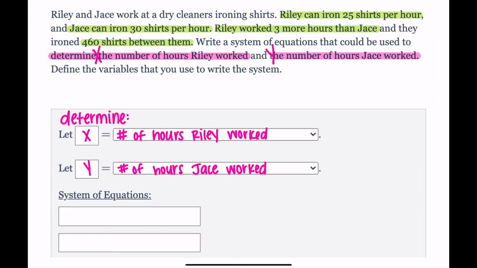So thinking about Riley ironing 25 shirts times however many hours he works, which is X. Plus, we know that Jace can iron 30 shirts per hour, so that's 30 shirts times the number of hours that Jace worked, and that number of shirts is a total of 460.